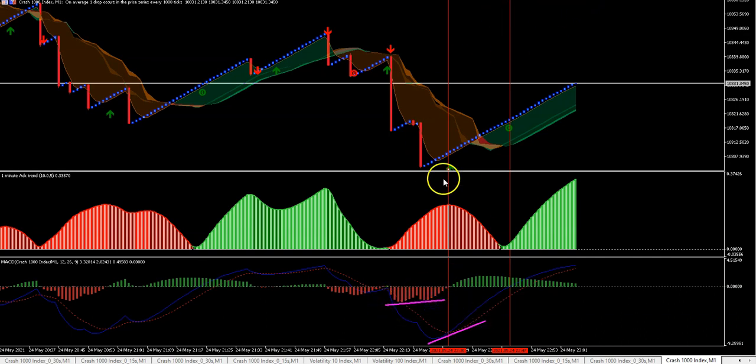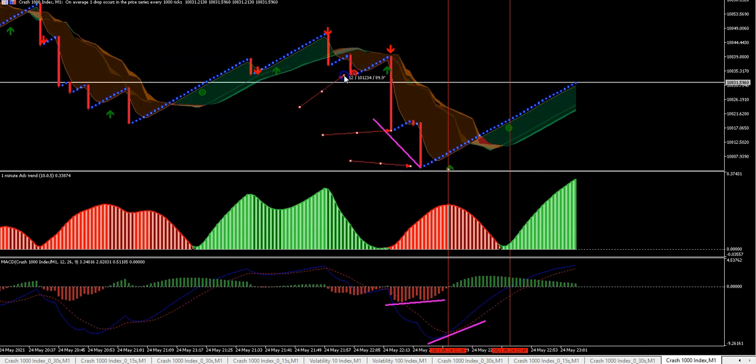Now, what is a divergence? A divergence is when the oscillator is doing the opposite of price action. What do we also understand? That we get our level 1, level 2, level 3 setup. How many times have I taught this? When you start to recognize this, it'll be easy.